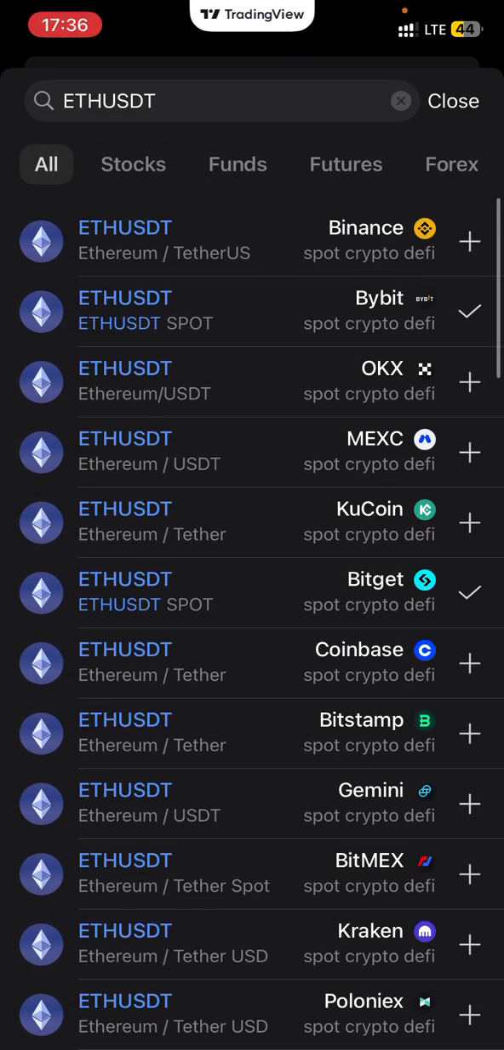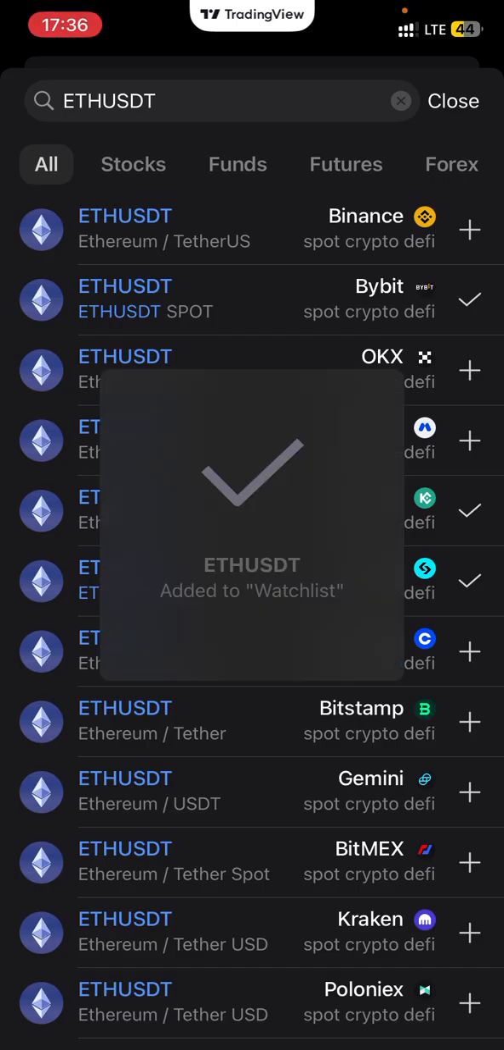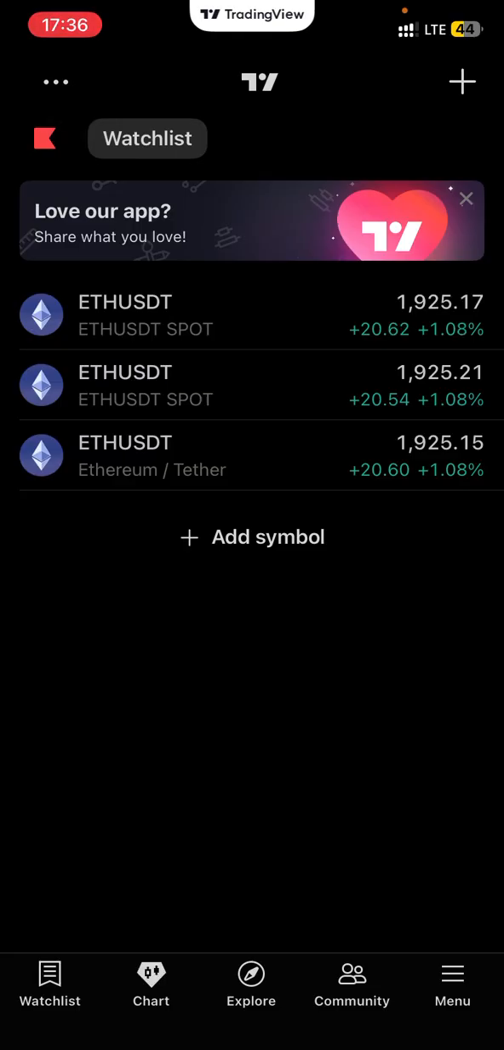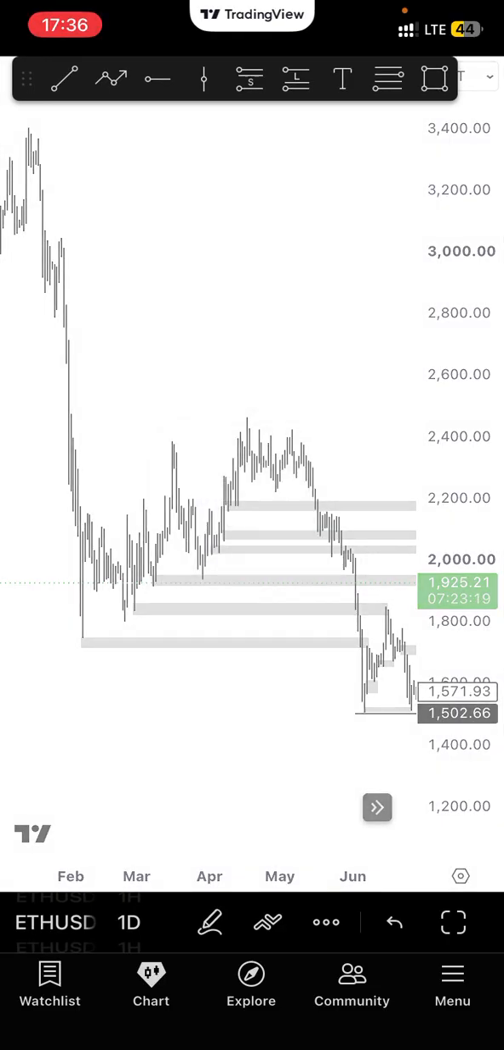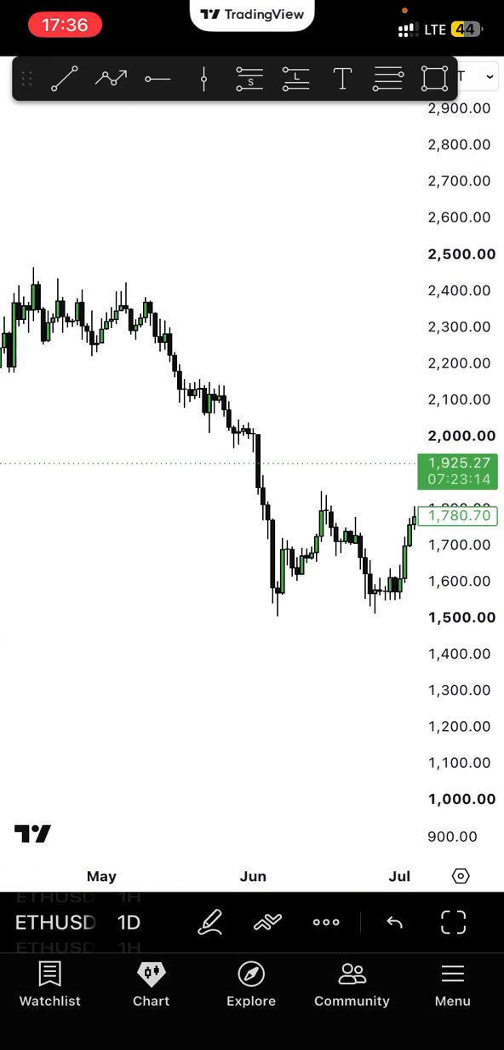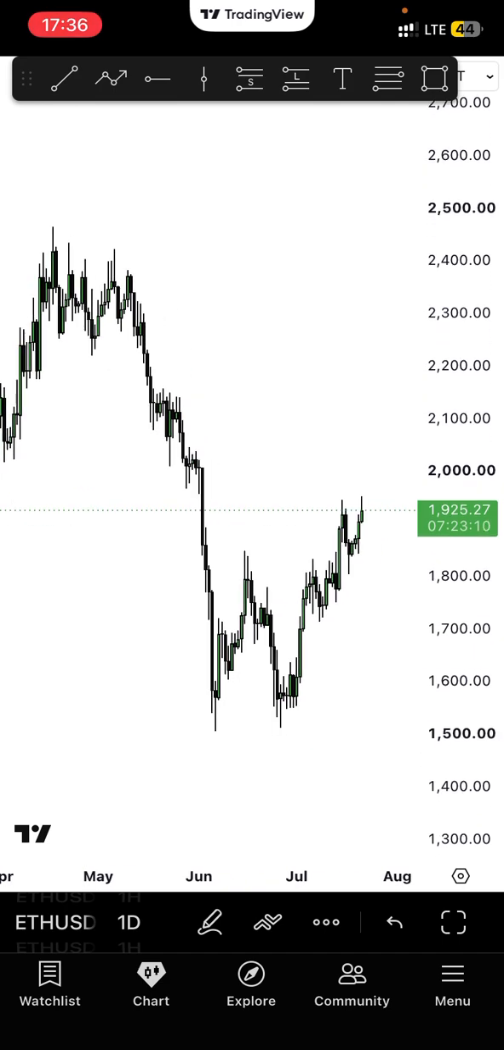Coinbase. Can we use Coinbase? Let's use this KuCoin as well. Okay, good. So now we have a clear chart. So in this scenario now, you can clearly see that price.